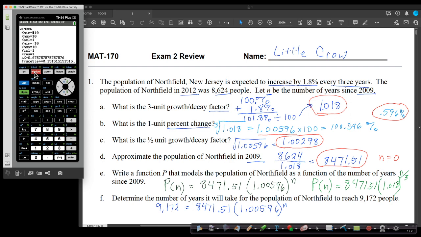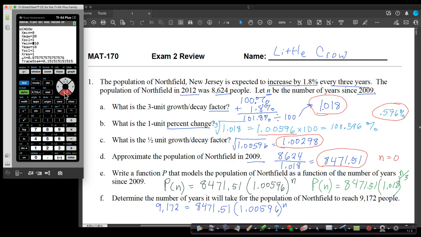So I go to the window. I want my minimum x probably to be 0. So x minimum, let's just put that as 0 because we're not going back in time anymore. That would be year 2009. I don't know how far into the future. Remember, your x value is going to be years. Let's just go with 20. Hopefully we've got it captured in there.